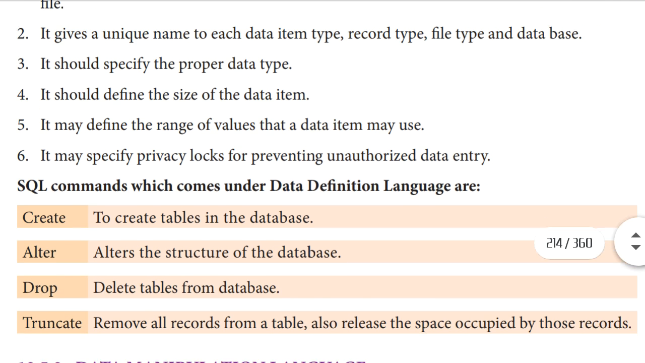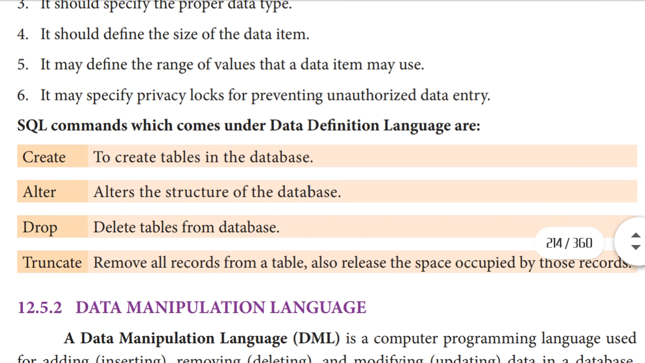Next we are going to see SQL commands which come under data definition language. Under the DDL we have 4 SQL commands. First one, create. This command we use to create the tables in the database. Alter alters the structure of the database. Suppose initially I created a table with 5 rows and 5 columns. Later I want to add a 6th column, so at that time I can use the alter command.